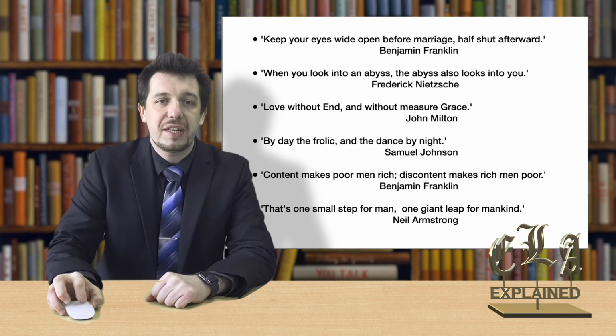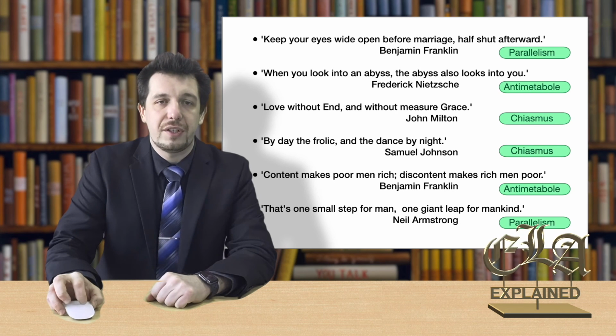If you want to practice identifying parallelism, chiasmus, and antimetabole, you can press pause now and analyze the following six sentences. You will see the answers in five seconds. And here are the answers. I hope that you identified these figures of speech correctly. Also, as you can see, in most of these sentences, parallelism, chiasmus, and antimetabole reinforce antitheses, emphasizing the contrast between two ideas.